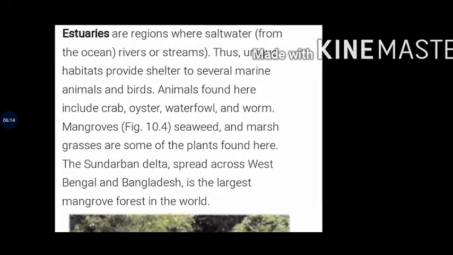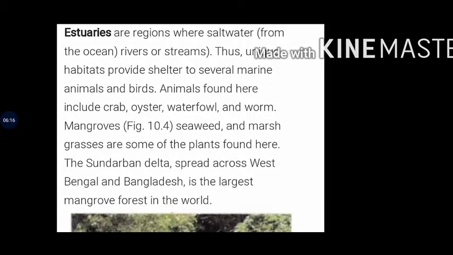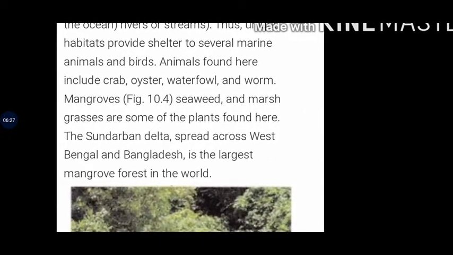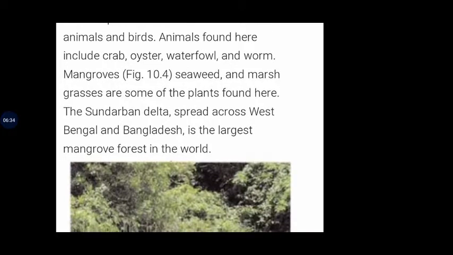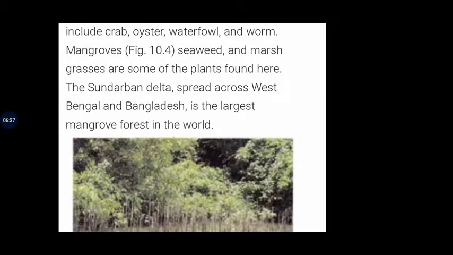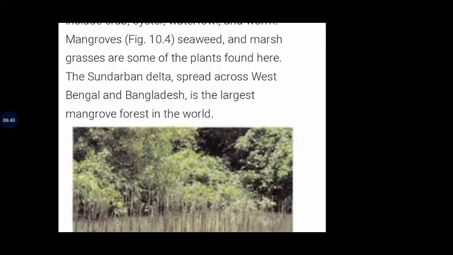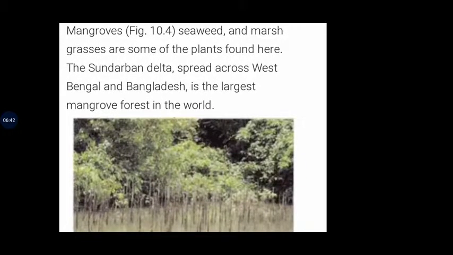Now we study the estuaries. What are the estuaries? Estuaries are the region where salt water from the ocean and river or streams mingle with each other. Thus, this habitat provides shelter to several marine animals and birds because of the enrichment of nutrients or minerals here. Animals found here include crab, oyster, waterfowl, and worm. Mangroves, seaweeds, and marsh grasses are some of the plants found here. The Sundarban Delta, spread across West Bengal and Bangladesh, is the largest mangrove forest found in the world.